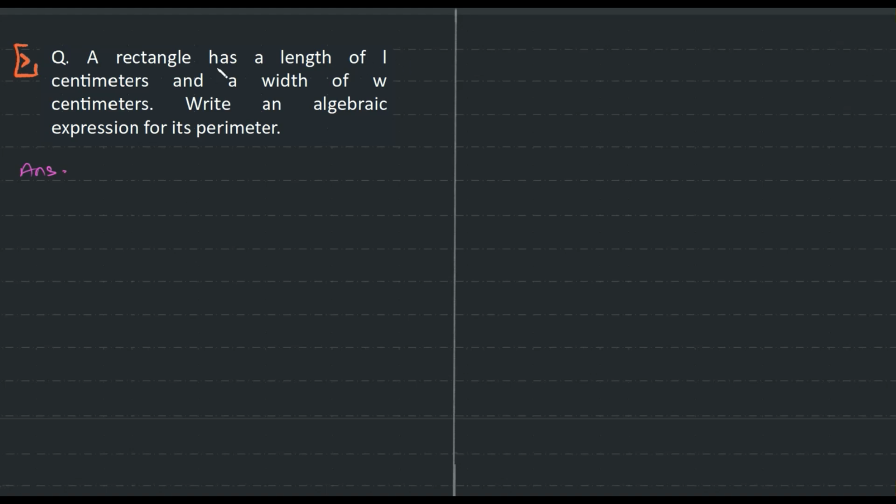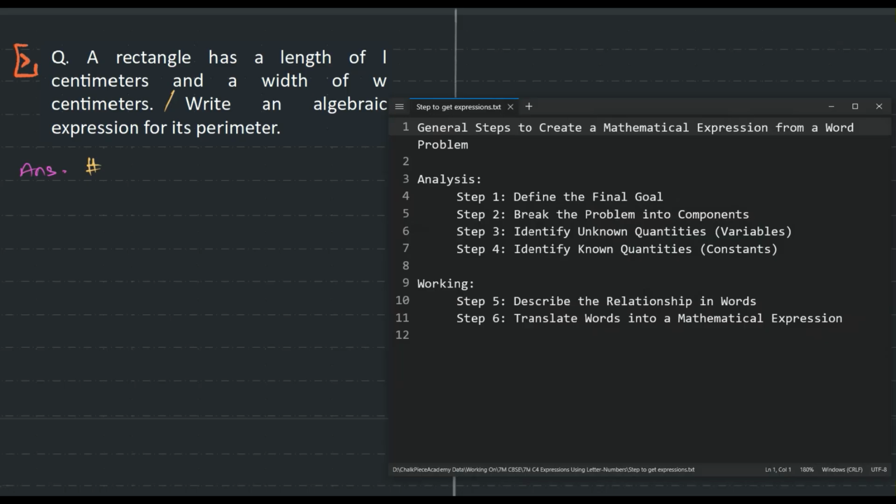A rectangle has a length of L centimeter and a width of W centimeter. Write an algebraic expression for its perimeter. Okay, please follow the same steps. Define the final goal. Break the problem into components. Identify the known quantity, unknown quantity. Describe the relationship. Do all of that.